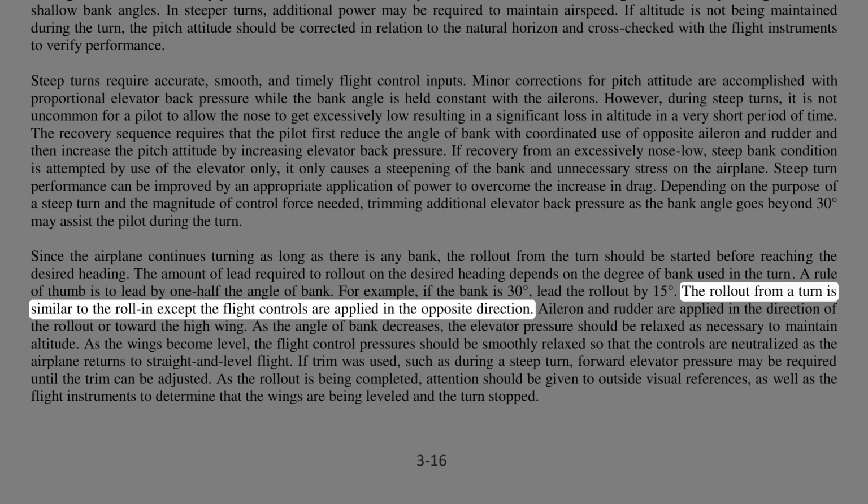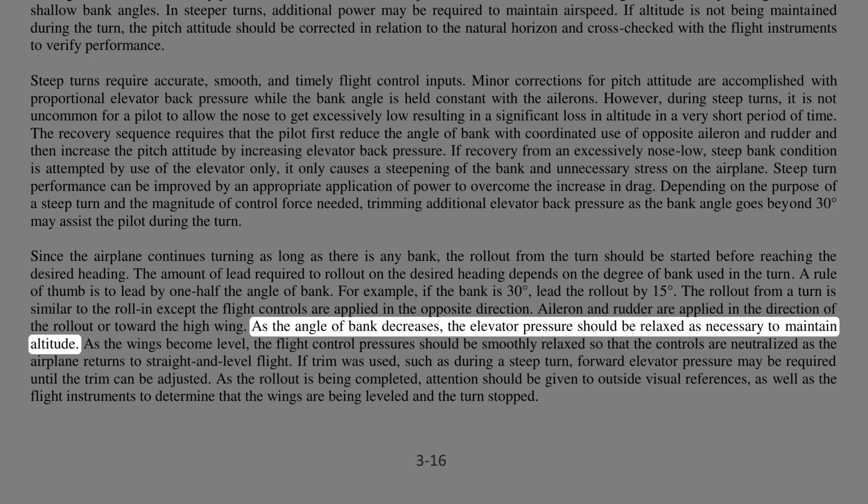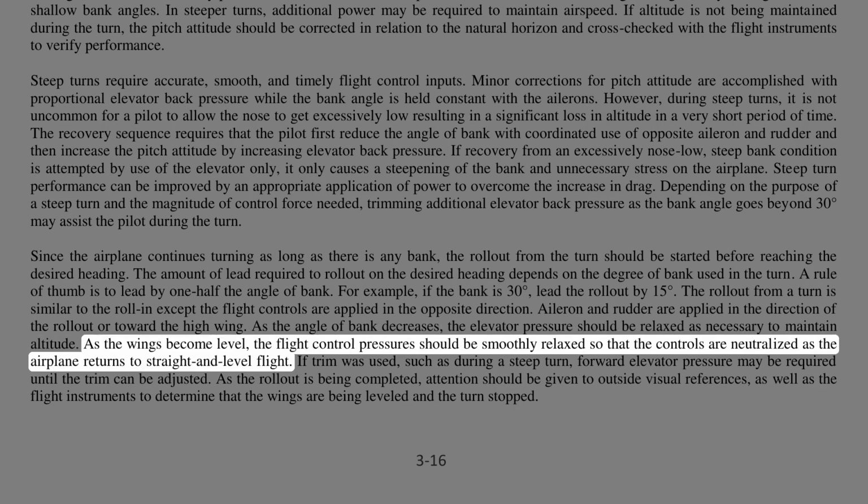The rollout from a turn is similar to the roll-in, except the flight controls are applied in the opposite direction. Aileron and rudder are applied in the direction of the rollout, or toward the high wing. As the angle of bank decreases, the elevator pressure should be relaxed as necessary to maintain altitude. As the wings become level, the flight control pressures should be smoothly relaxed, so that the controls are neutralized as the airplane returns to straight and level flight.